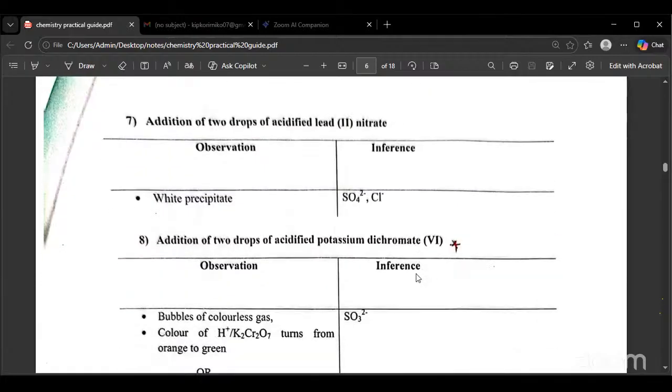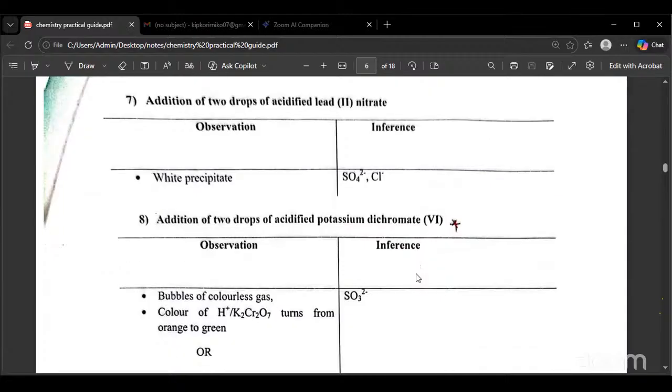When you add acidified, of course, we have very many observations in this one. But the first observation you're supposed to see is the color change. Orange to green for the dichromate(VI), and then purple to colorless for manganate. So it differs. Those ones are very important for you to remember.